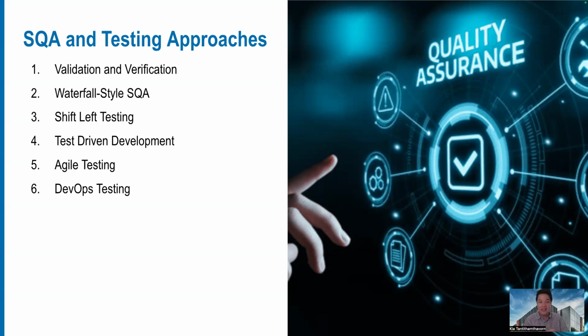These are the six high-level, general software quality assurance or software testing approaches. The basic one is called software validation and verification. The next is the waterfall-style SQA. What does it mean? We'll talk about that. Why do we need shift-left testing? Why do we need to shift? I will talk about that as well. Then test-driven development, agile testing, and DevOps testing.